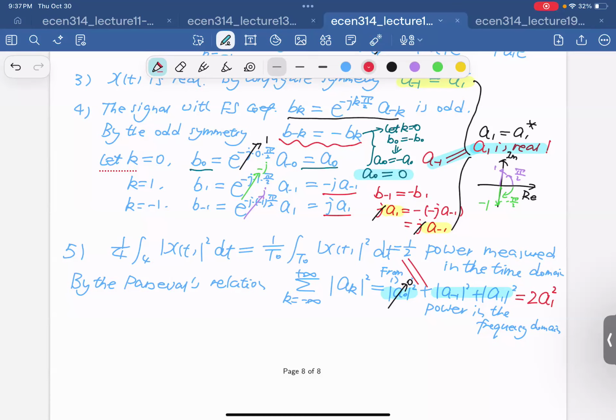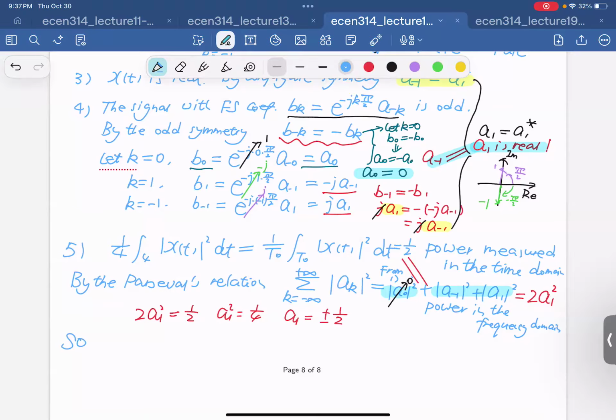Okay. So that means what? That means the last clue, 2 times A1 squared equal to 1/2. A1 squared equal to 1/4. And A1 could be plus or minus 1/2. Okay. All right. So, wow, that is really the last unknown Fourier series coefficient. Okay, now let's put them all together. What is x of t? We have the solution now.